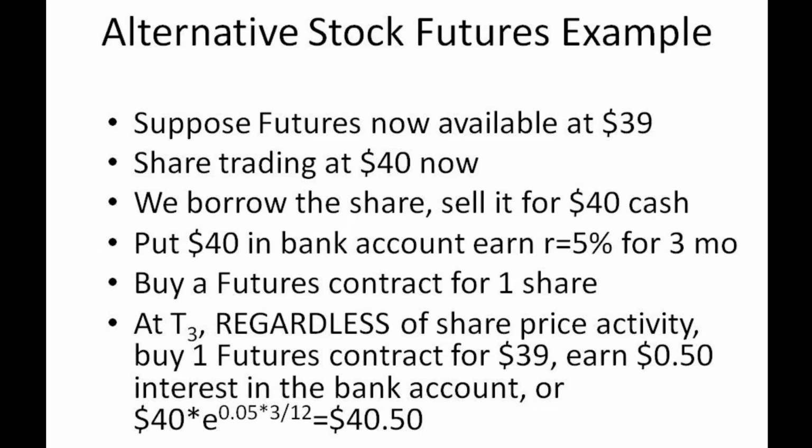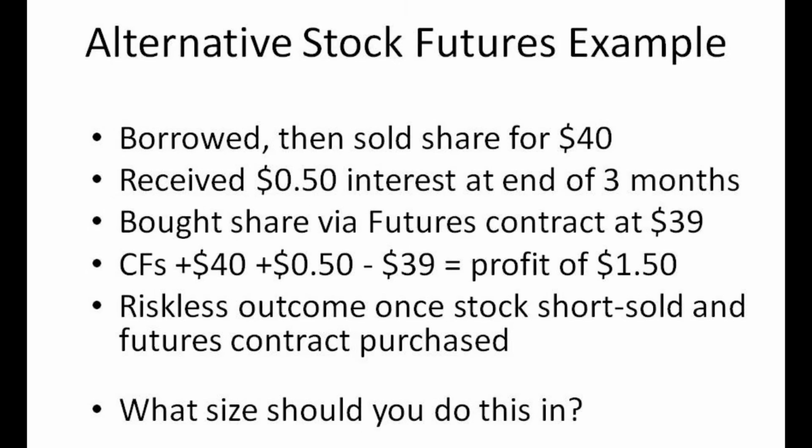So we've received $40 cash. We're now going to put that in a bank account and we'll earn the risk-free rate of return, which in our example is 5% for 3 months. Then we're going to buy a futures contract that covers 1 share. At expiration, no matter what happens with the price, we've bought a futures contract at 39. We've earned 50 cents in interest at the bank, which is 40 times e to the 0.5 times 3 over 12, 3 months out of the 12 in the year.